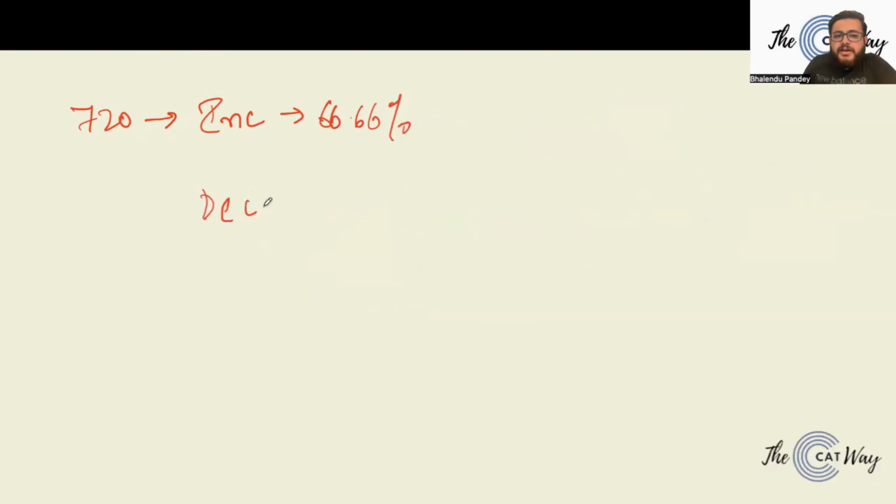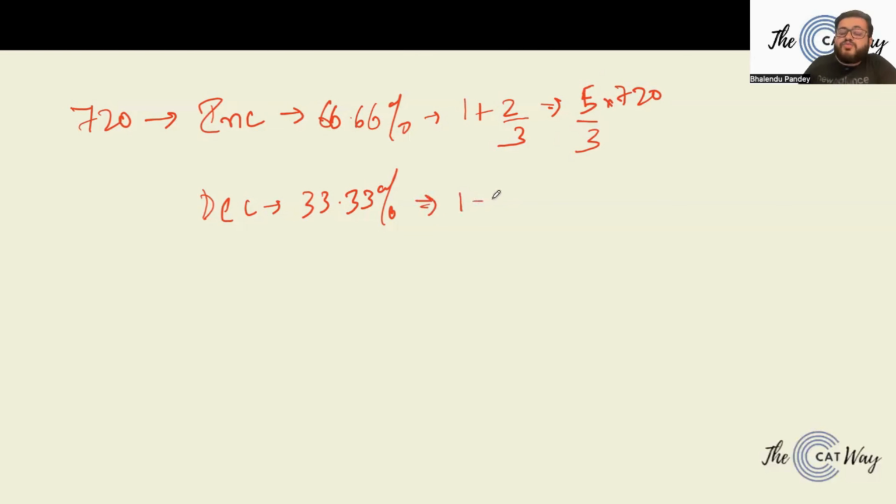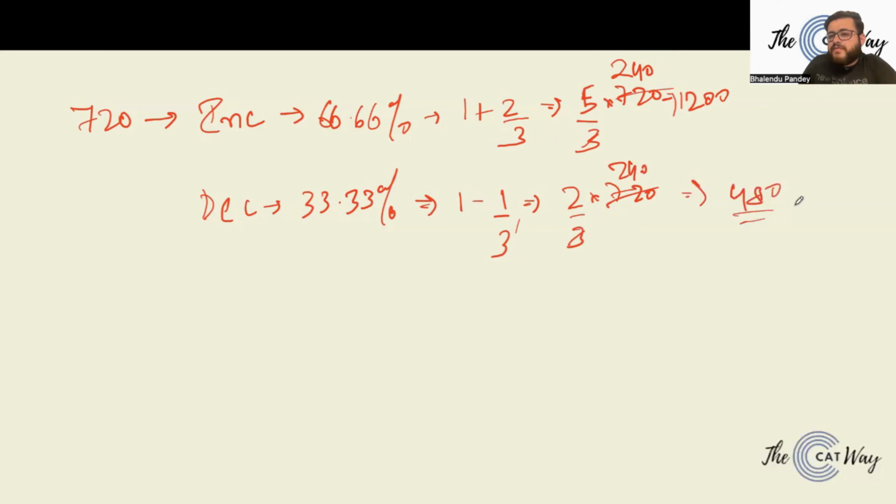Let's say we are decreasing it by 33.33%. Correct? So multiplying factor over here will be 1 plus fraction. Fraction is 2 by 3. That means my multiplying factor is going to be 5 by 3. 5 by 3 into 720 is what I have to do here. Over here, my multiplying factor is 1 minus fraction, that is 1 minus 1 by 3. That is 2 by 3 multiplied by 720. 720 goes 240 times, right? 720 goes 240 times over here. 24 5s are 1200. Again goes 240 times, 240 into 2, 480 becomes my final answer.